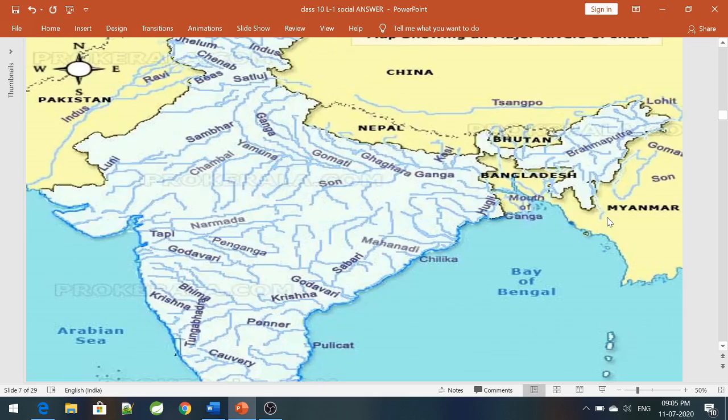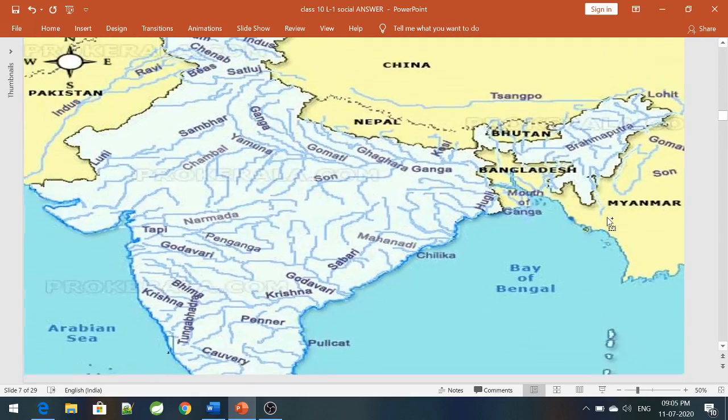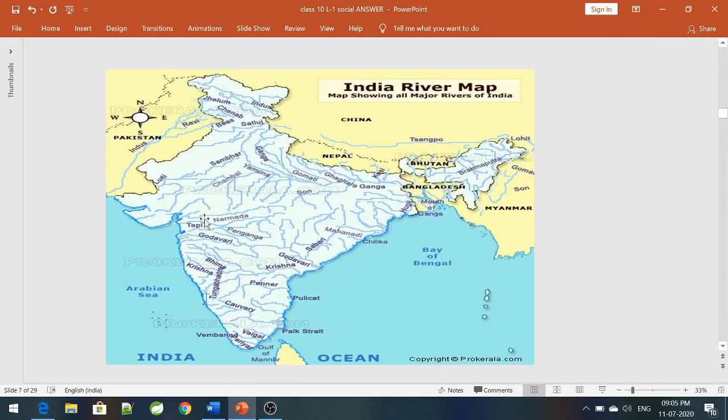See, these are the rivers. The main important rivers are the Indus and its tributaries. See, the Indus and its tributaries are Jhelum, Ravi, Chenab, Beas, Satluj. We call them Satluj, Chenab, Jhelum, Beas and Ravi.